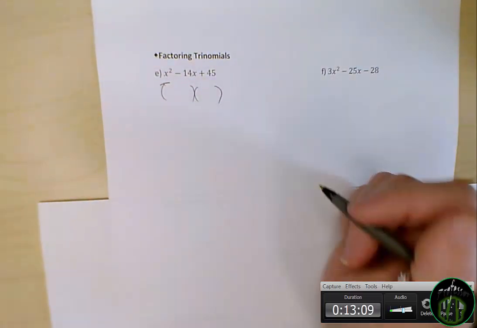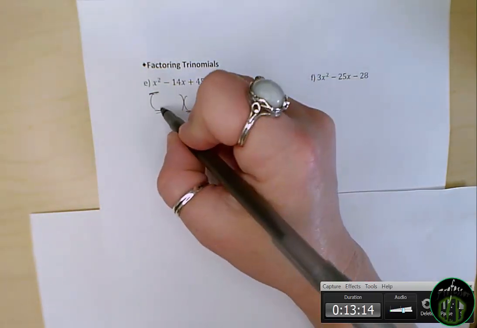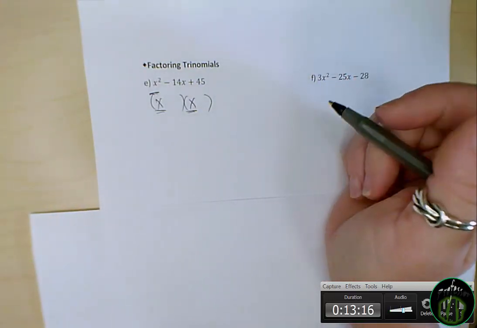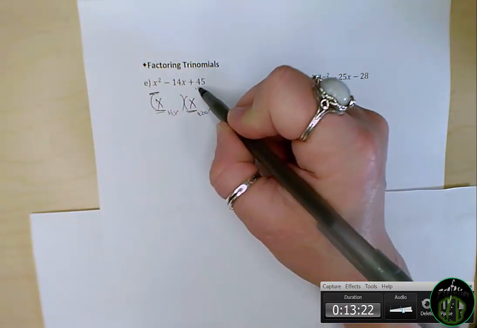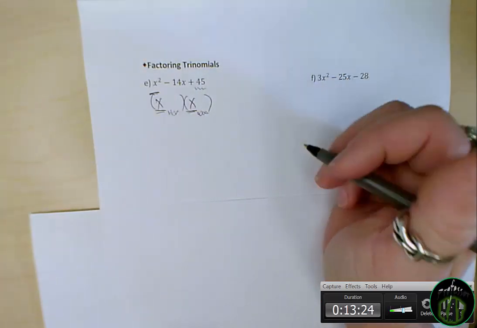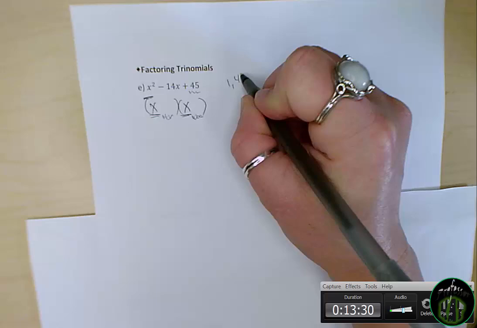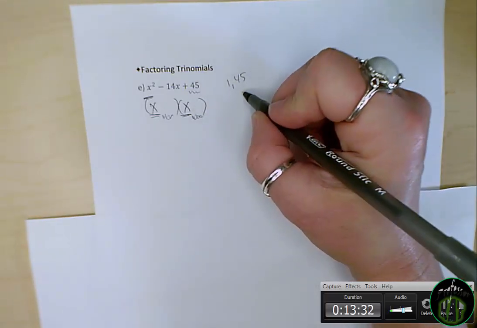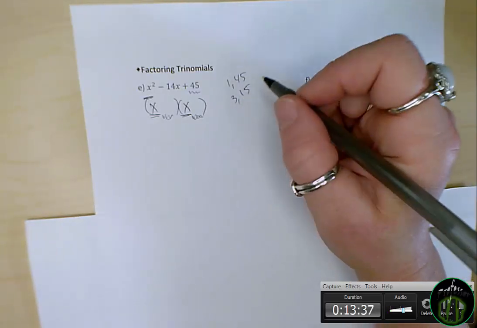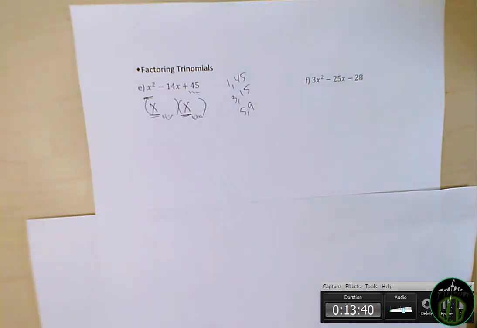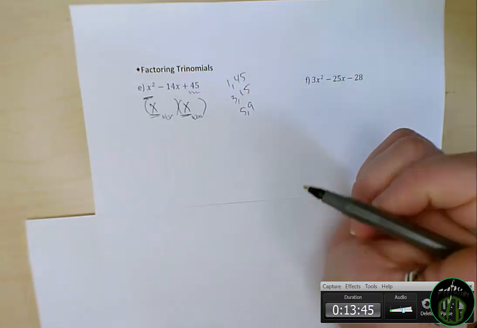Always start by looking at the first term. Again, the first positions here must multiply to get this first term. We know that an x times an x is an x squared. So then we focus on these back positions here, because this times this has to get us our 45. Now, I always make a small list, whether I make it in my head or I write it down, of everything that multiplies to get 45. 1 times 45. 2 doesn't go into 45, but 3 does go in 15 times. 4 doesn't go in. 5 times 9 is a 45. So these are all the different combinations of things that multiply to get 45.